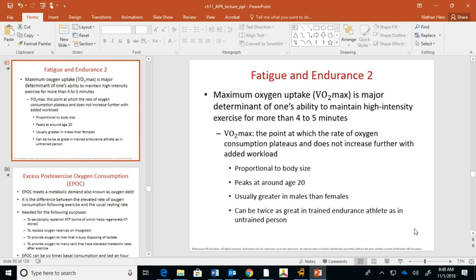VO2 max is a measure of how much oxygen your body can use, how you can sustain these high intensity exercises. It's very cool to watch students. When I was in PT school, we actually did some testing of VO2 max, and some of my colleagues did some research on this. And this is basically a way you can tell how fit a person is.